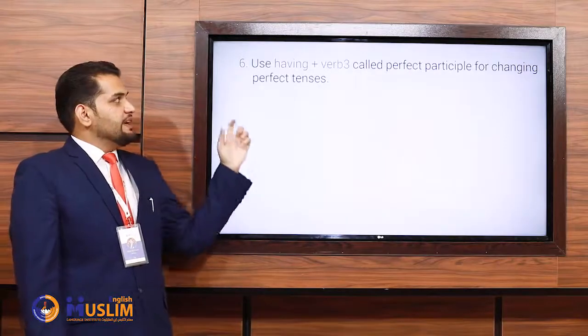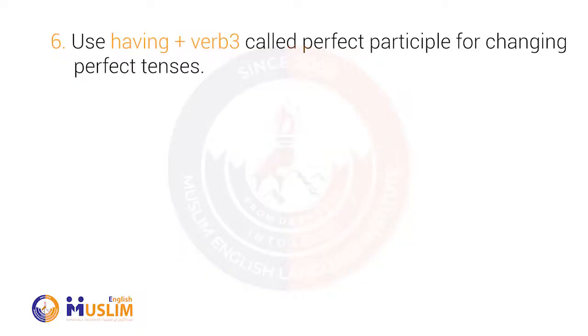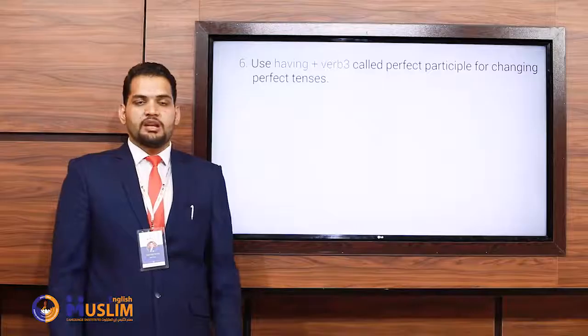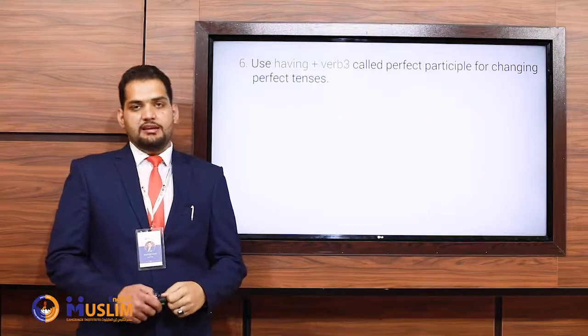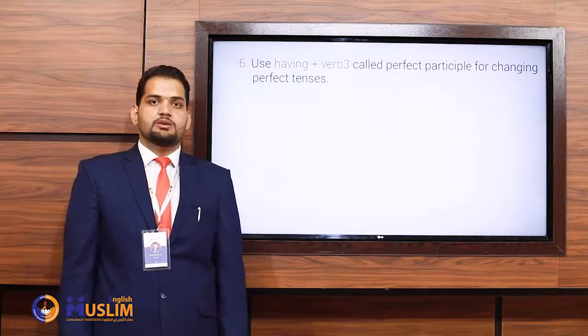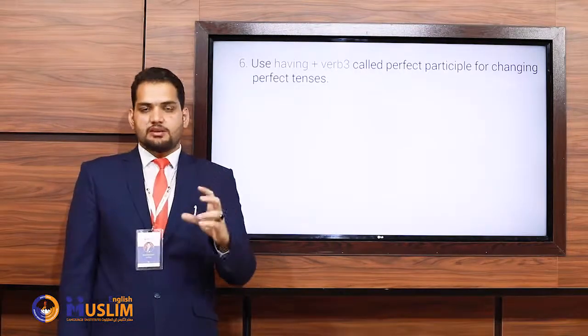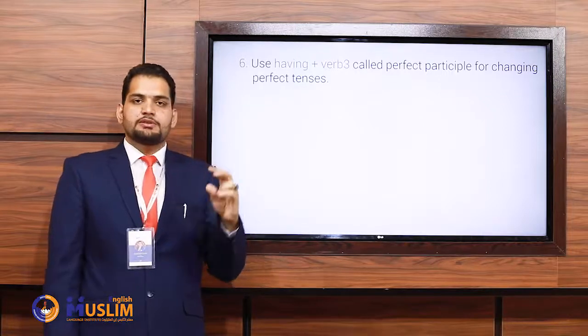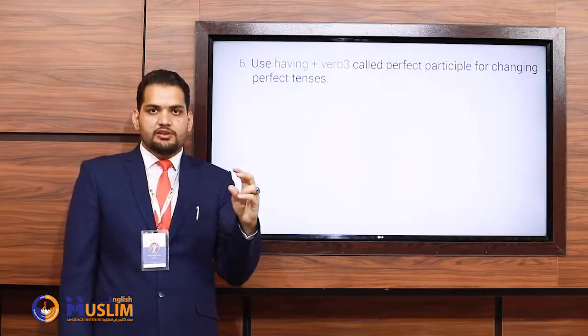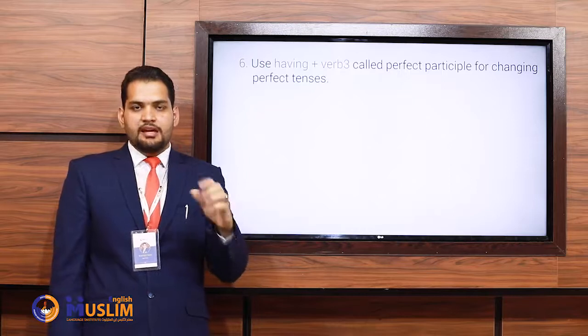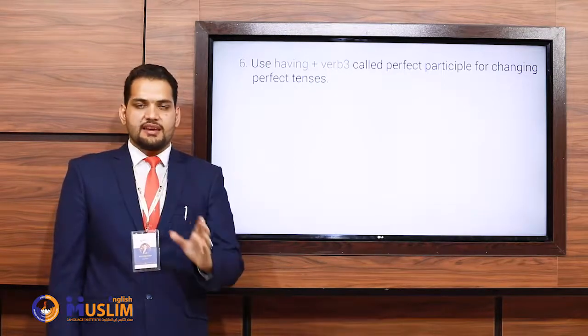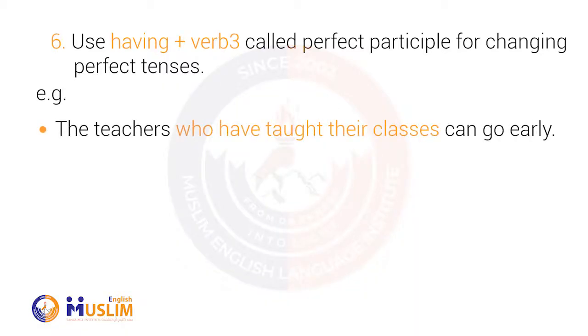Number 6. Use having plus verb 3, which is also known as perfect participle, for changing perfect tenses. Now if there is a perfect tense, and as you know in perfect tenses we use to have verbs plus verb 3, you just need to change the to have verb into having, and the third form of the verb will be the same. For example, the teachers who have taught their classes can go early.